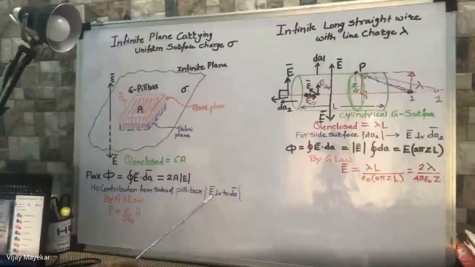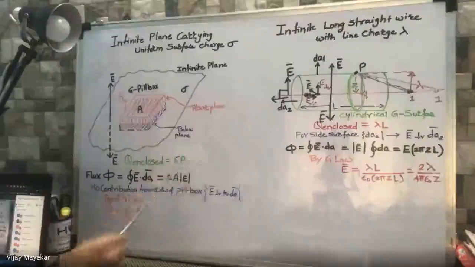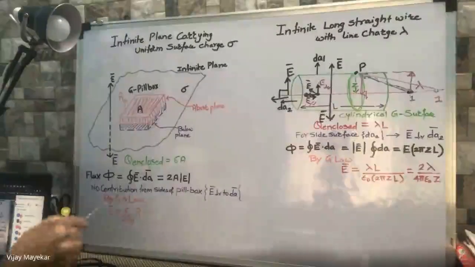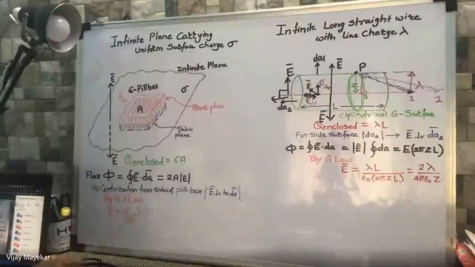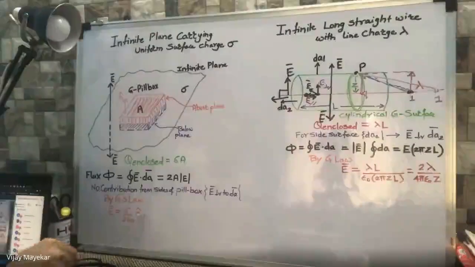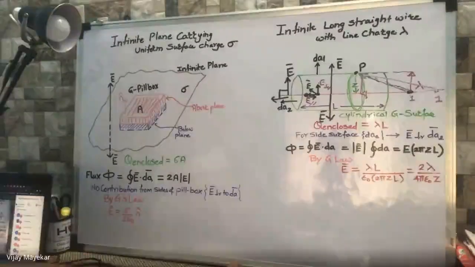Again, I am mentioning this E bar is perpendicular to dA bar. I explained it here. Identical reason. So we can substitute in the Gauss law, right? The flux is equal to Q over epsilon naught, and we are getting this particular expression. Okay. This part is clear?